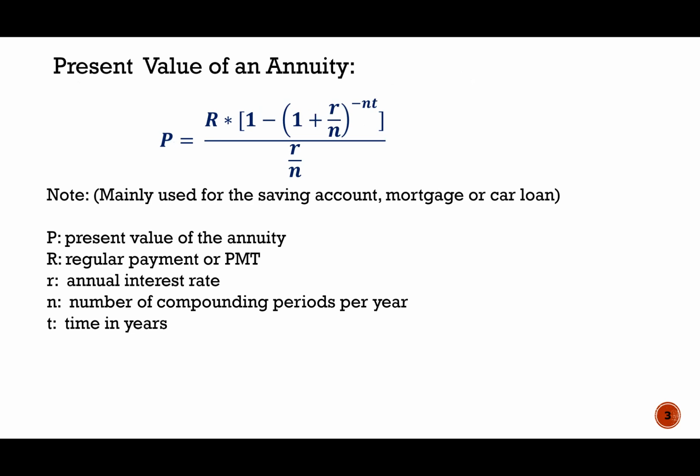And this is the present value of the annuity formula. One more time, we have 5 variables here. As long as you know 4 of the variables, we will be able to find the missing one. And present value of annuity mainly applies to saving accounts, mortgages, and car loans.